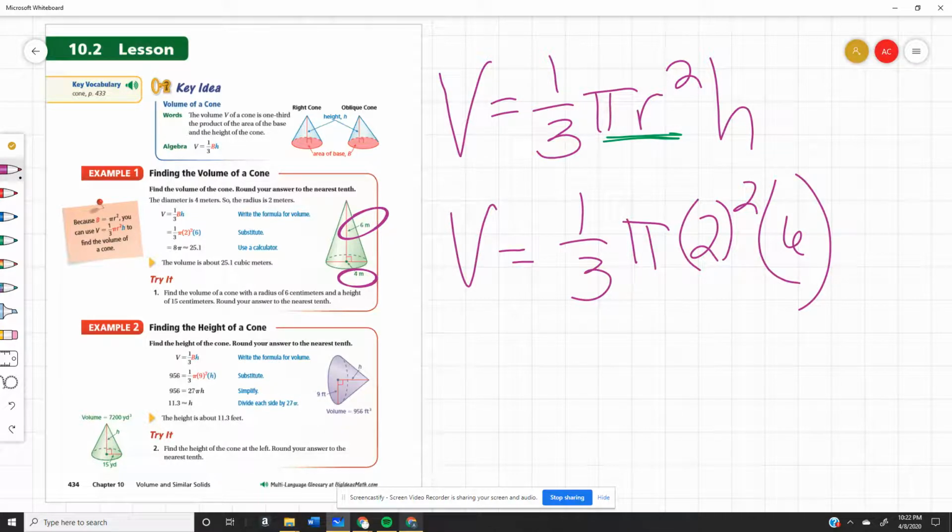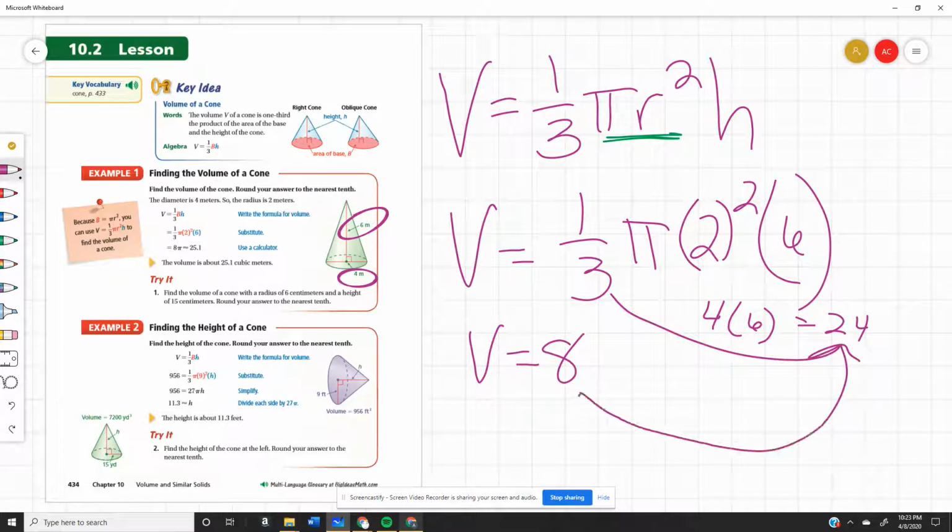And so really, this is where we get to start doing bigger math and we start to just use a calculator. So we say volume equals, I'm going to kind of do some of this. 2 squared is 4, times 6, that's 24. 1/3 of 24 is 8. So 1/3 of 24 is 8 times pi. So volume is 8 times pi.